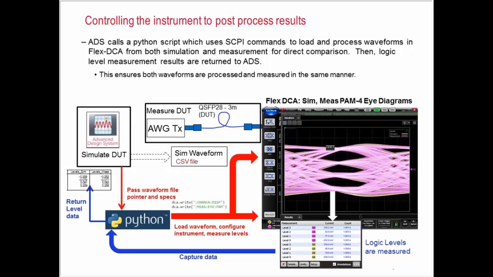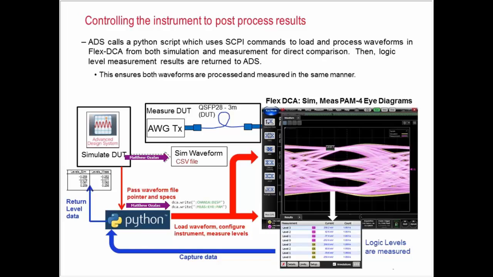Okay, so now let's talk about how to implement this. Basically, we're going to have our measurement connected into the oscilloscope, so we'll have a measured waveform sitting there. And then we're going to run a simulation in ADS, and the simulation is going to generate a CSV file. That's going to happen after the simulation completes. We're going to build a CSV file with the data. We're also going to invoke Python, and we'll pass the waveform file name, the path of this CSV file, to Python, and we'll also pass in some measurement specs.